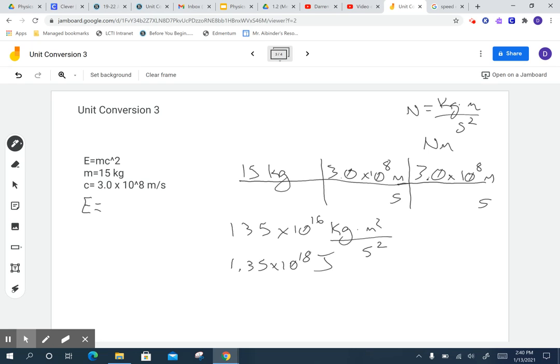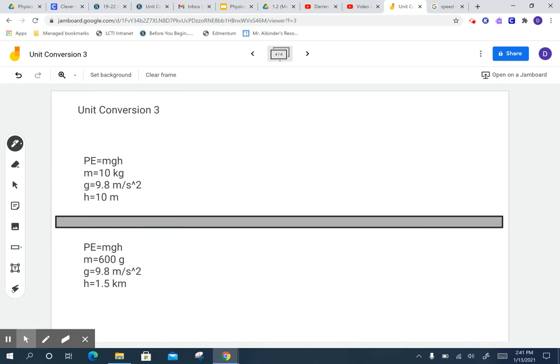Okay. Joule. We'll get to this later. I'm just showing it to you now. So the energy contained in that mass is 1.35 times 10 to the 18th joules. All right. So there's that one. Now, one more example. Oh, two more. Here, this is potential energy.